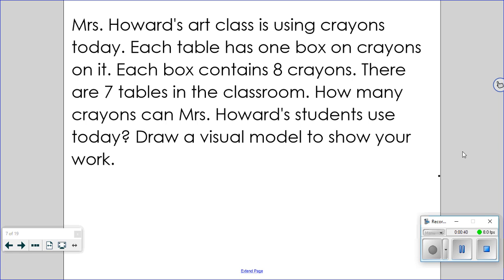The problem we're doing today says, Miss Howard's art class is using crayons today. Each table has 1 box of crayons on it. Each box contains 8 crayons. There are 7 tables in the classroom. How many crayons can Miss Howard's students use today? Draw a visual model to show your work. I want you to take a second and reread that problem in your head so that you know what it's asking you.